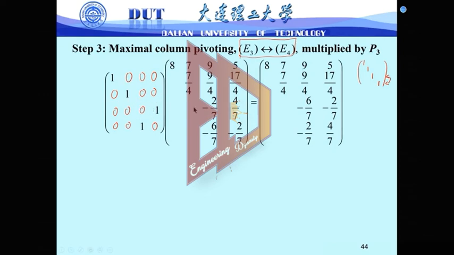Again, that means we interchange the two rows. So you see, this row comes here: 0, 0, minus 2/7, 4/7. And this row changes to third row: minus 6/7, minus 2/7. Are you clear? Okay, now we obtain new pivot. The new pivot is minus 6/7.